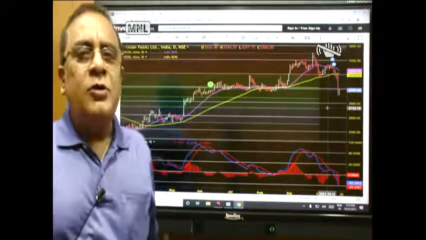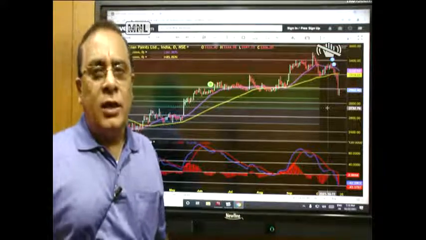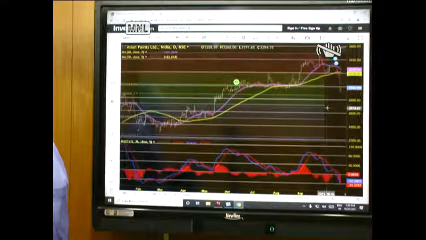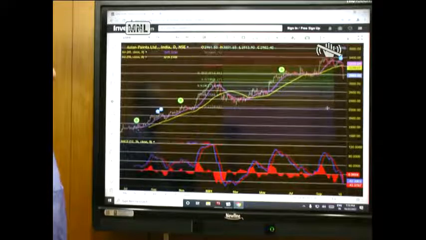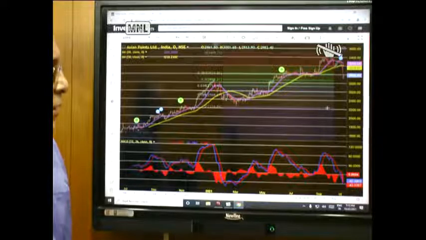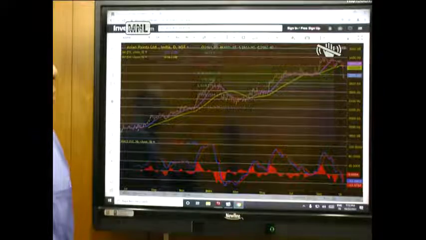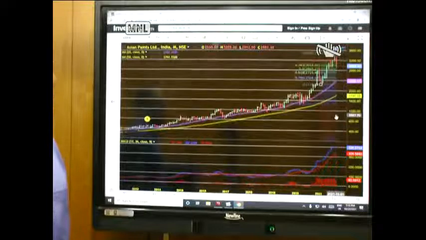So around 2300, 2400 probably can give a lot of support to Asian Paints. So now let's look at some other stocks where we can use our thing for trading purposes. Another thing that I want to highlight is that this is of course a parabolic rise.